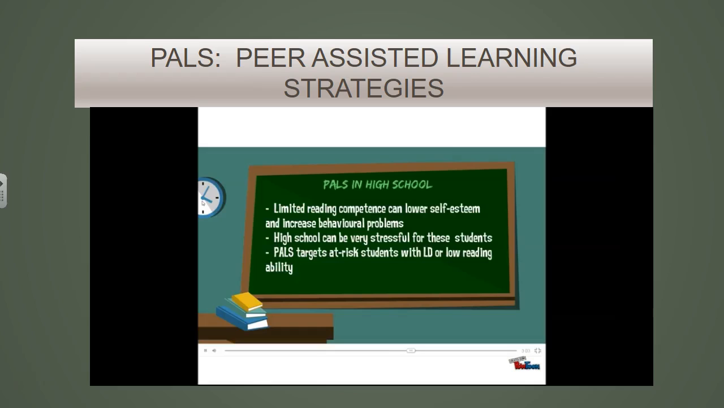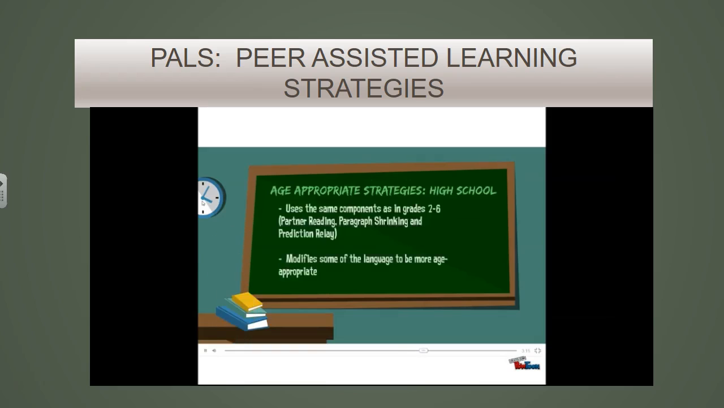These students are less likely to compete in high school than more skillful readers due to the high stress and lack of motivation. This reading program thereby aids at-risk students who contain learning disabilities or who have lower reading ability. PALS reading is also centered around motivating students to learn.